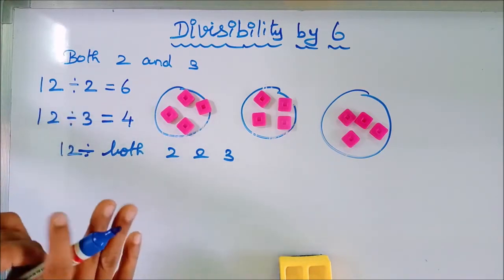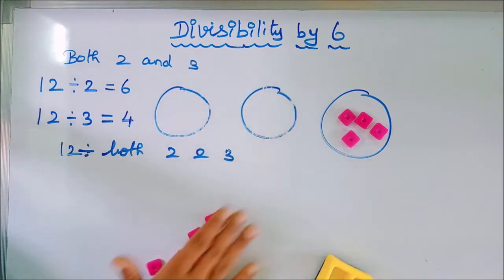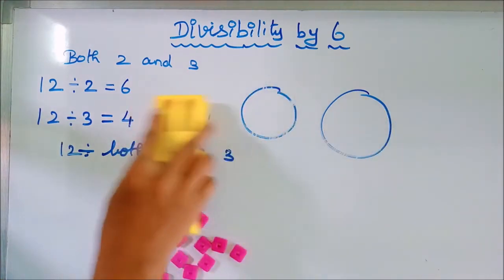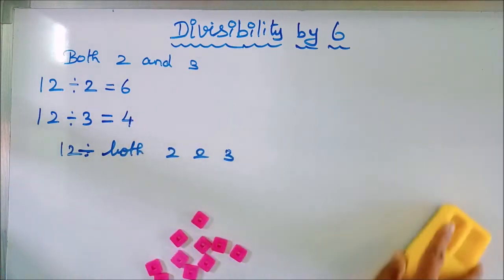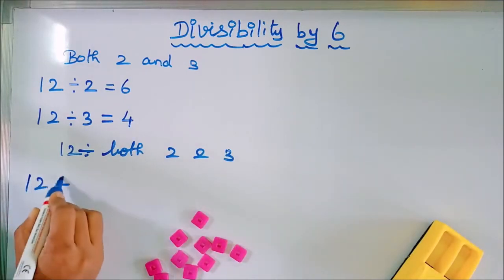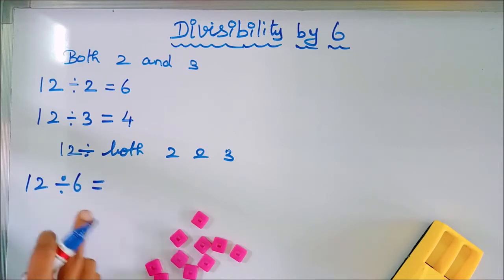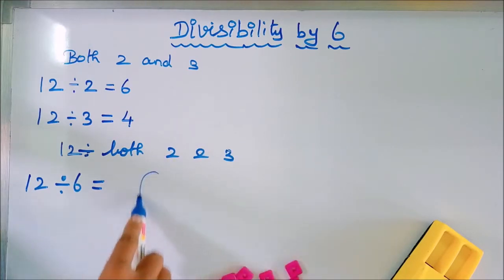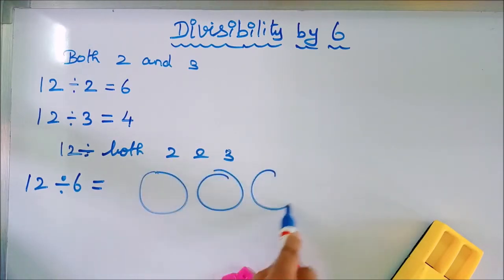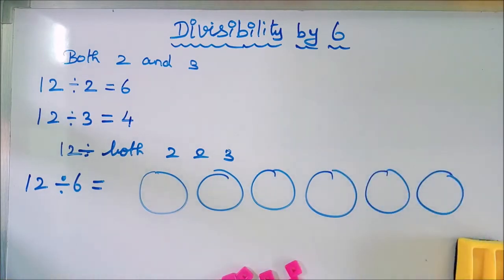Let us check whether 12 is divisible by 6 or not. For that we have to divide these 12 shapes into 6 equal parts. Okay, and also we should have no remaining shapes. Then only can we say 12 is divisible by 6. Let us check. 1, 2, 3, 4, 5, 6. Now we are going to divide these shapes into 6 equal parts.